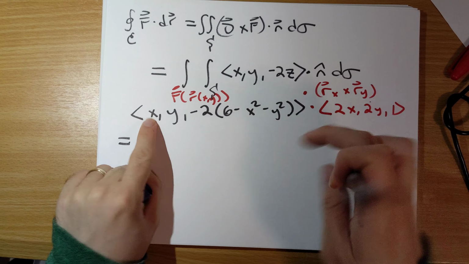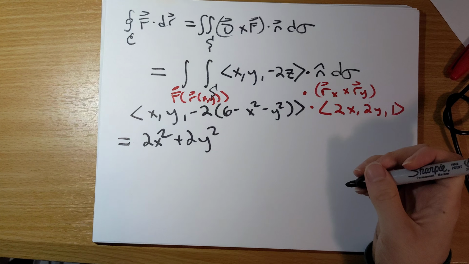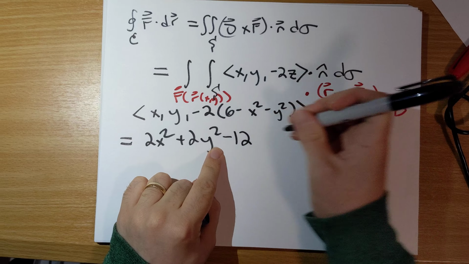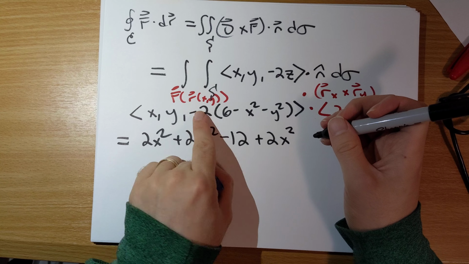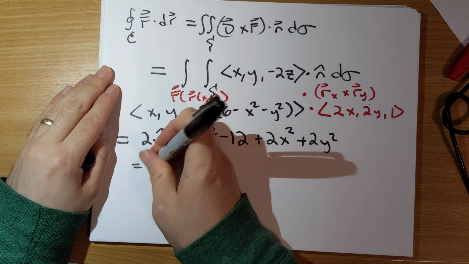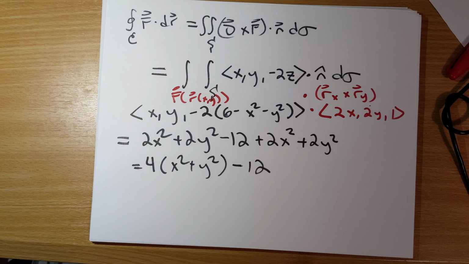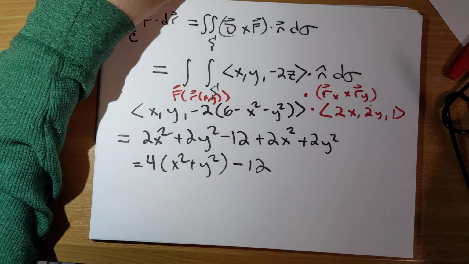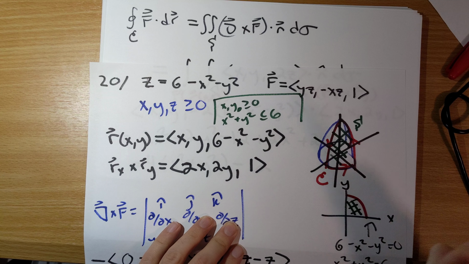So what do we get? X times 2x is 2x squared. Y times 2y is 2y squared. And then we have 1 times this, so there's a negative 12 minus 2x squared. Oops, negative times negative is plus 2x squared plus 2y squared. So what is this? 4 times x squared plus y squared, minus 12. So we're going to be integrating this over the region where x and y are both greater than or equal to 0 and x squared plus y squared is less than or equal to 6.